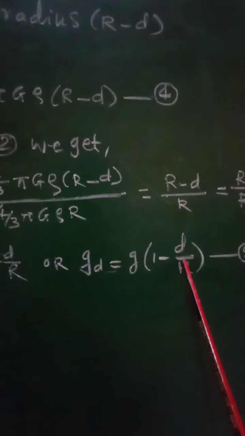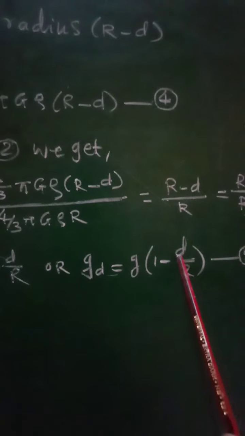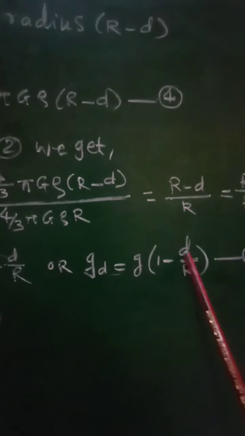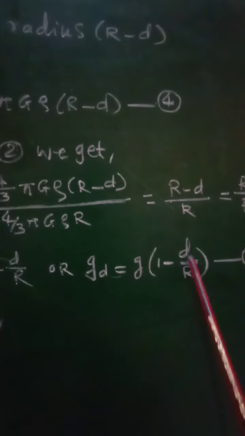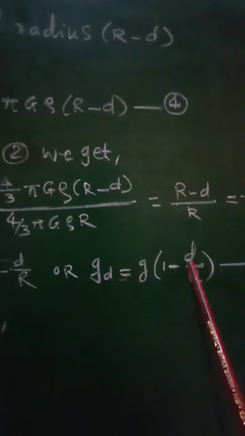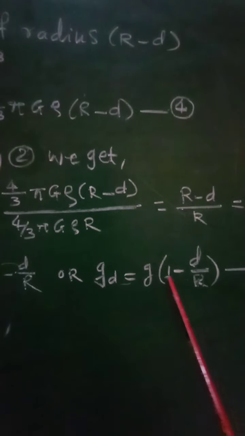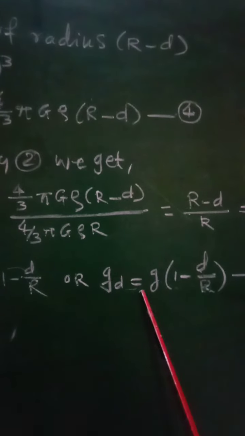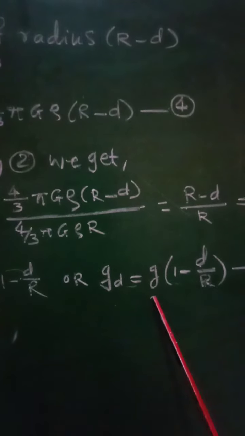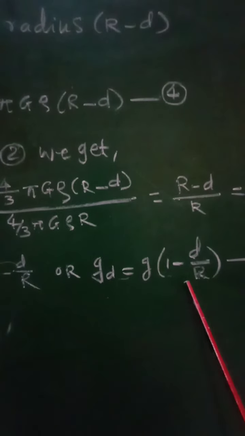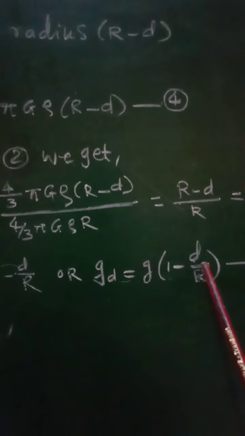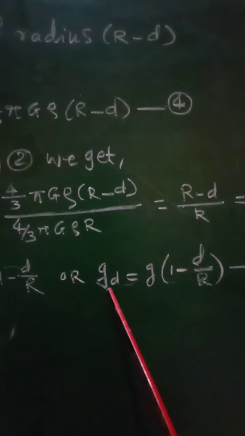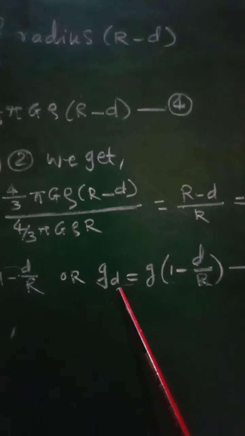Again, if the depth increases, that means as we go towards the center of the earth, the value of d will go on increasing. If d increases, then the value of this ratio will increase, and therefore this difference will decrease. 1 minus d by r will decrease, and therefore gd will be less than g, that is, gd will go on decreasing. And therefore from this relation we can say that as depth increases, as we go towards the center of the earth, the value of acceleration due to gravity goes on decreasing.